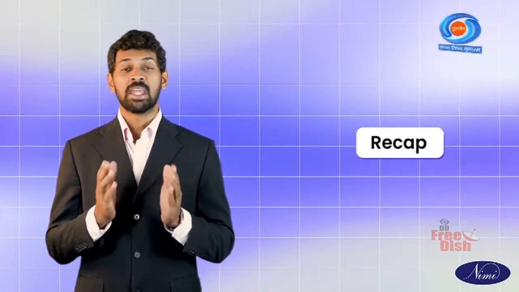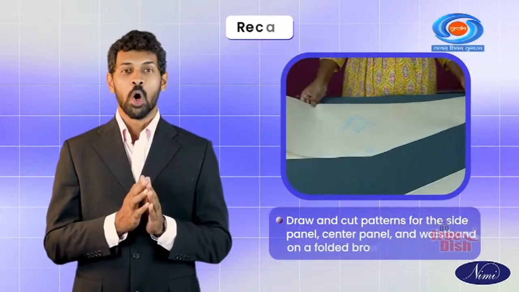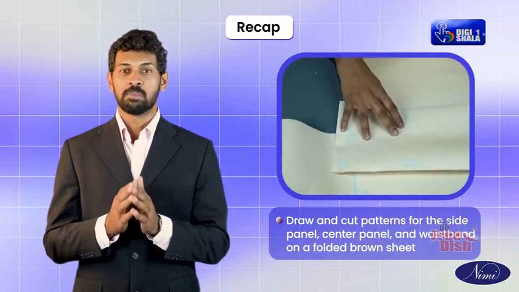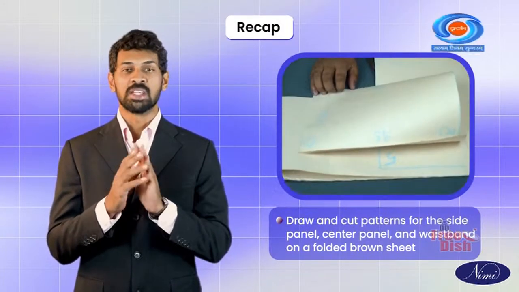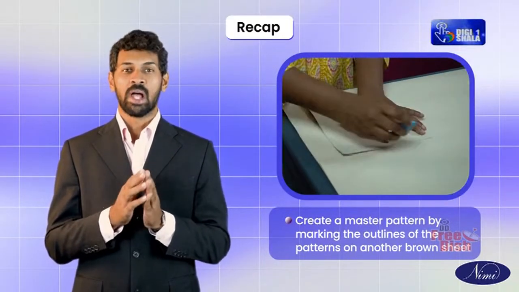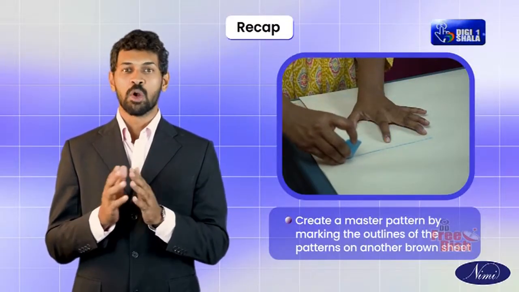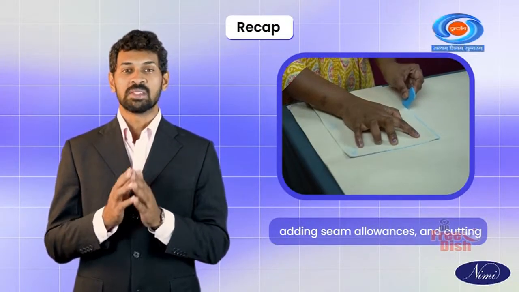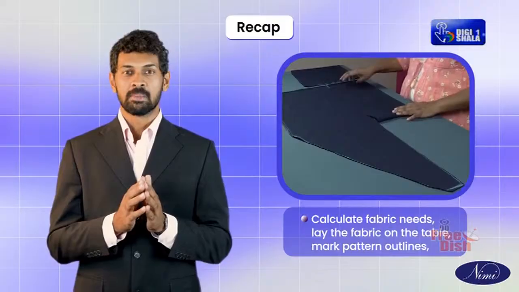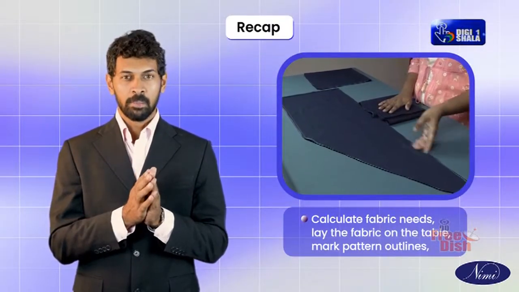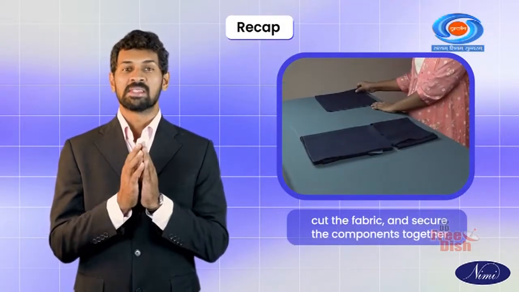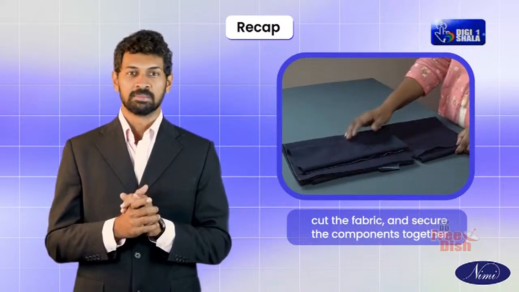Let's recap the key points discussed. Draw and cut patterns for the side panel, center panel, and waistband on a folded brown sheet. Create a master pattern by marking the outlines of the patterns on another brown sheet, adding seam allowances and cutting. Calculate fabric needs. Lay the fabric on the table. Mark pattern outlines. Cut the fabric and secure the components together.